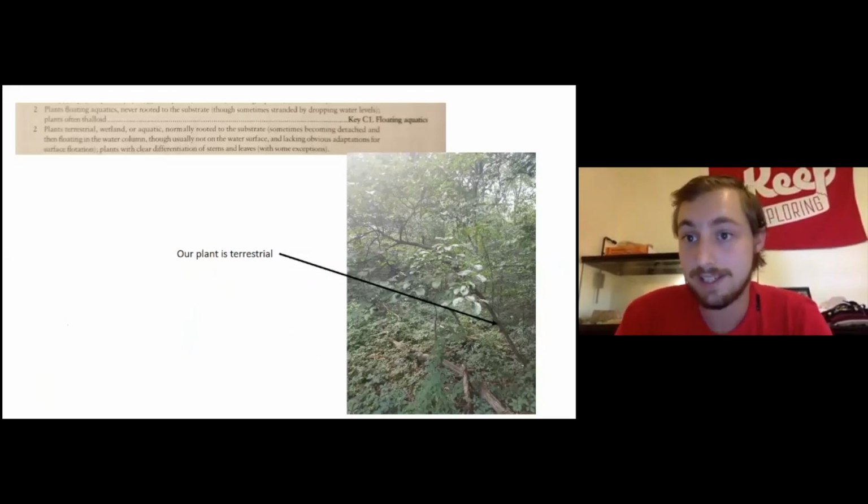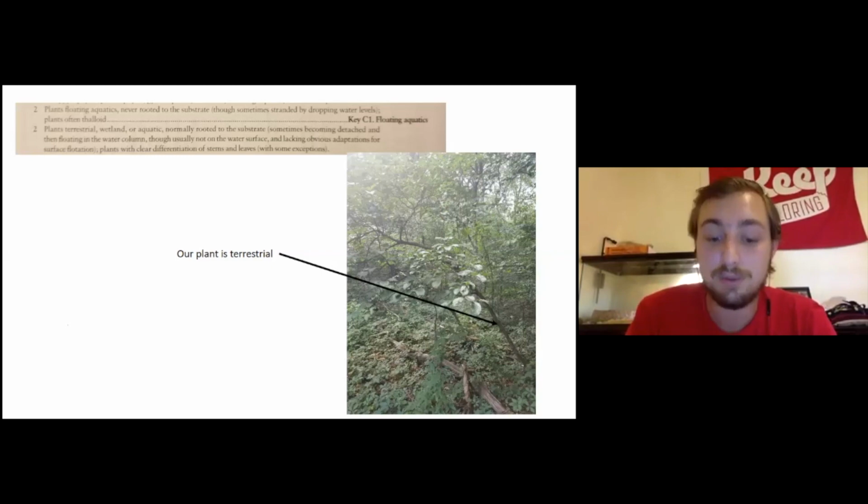Then it asks if our plants are floating aquatics or if they are terrestrial. So obviously our plant is not floating in water. It is a trunk coming out of the ground. So our plant is terrestrial. So we'll say 2B here.